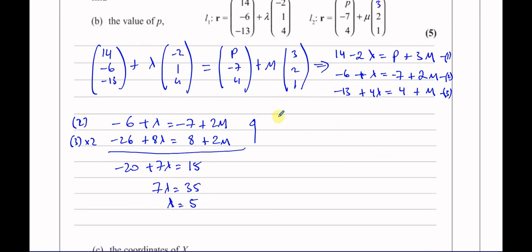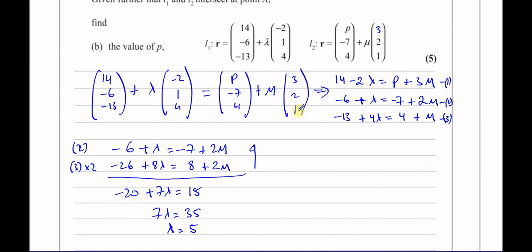So I can, for example, use equation 3, which is easy to use. I can put lambda as 5. So I have minus 13 plus 4 times 5 equals 4 plus mu. Okay, so I have minus 13 plus 20. That's going to be 7.